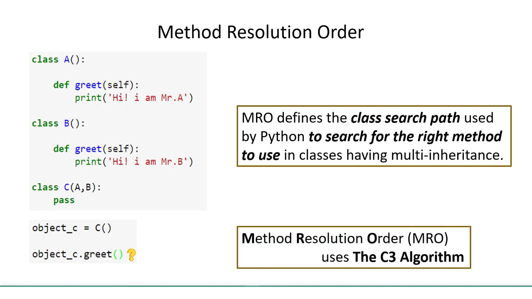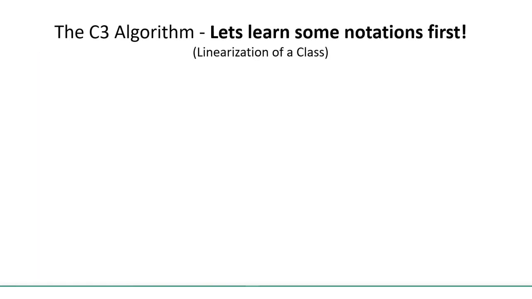What is the underlying algorithm used by MRO? It's nothing but the C3 algorithm. So this algorithm is more of math and less of Python. Let us now understand what this C3 algorithm is all about. This C3 algorithm internally uses one of the mathematical operations called linearization. And this linearization is applied on top of classes to find the method resolution order. So interchangeably I'll be using the names linearization of a class and MRO of a class.